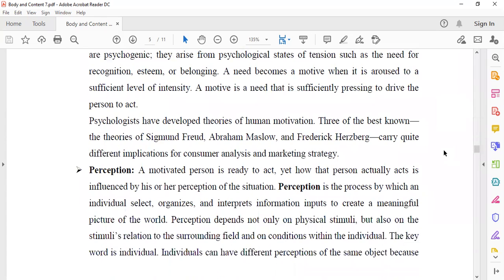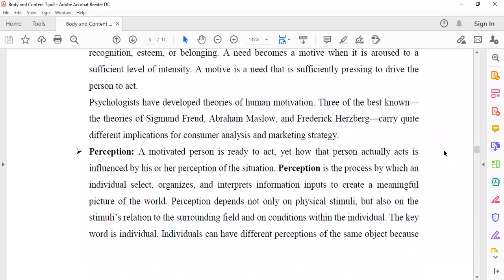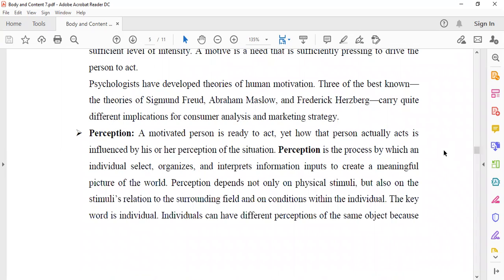Second is perception. Perception is a process by which an individual selects, organizes, and interprets information inputs in order to create a meaningful picture of the world. In simpler terms, perception is the way an individual sees something.